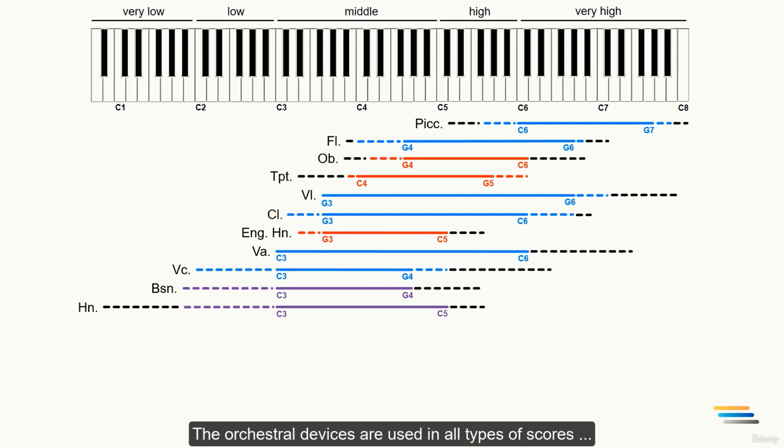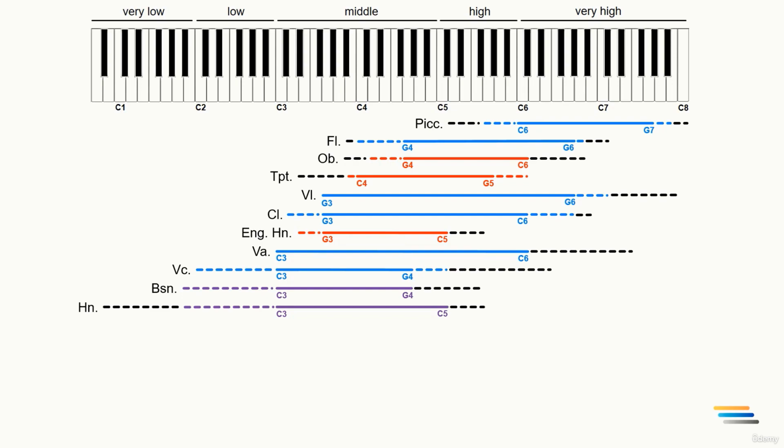The orchestral devices are used in all types of scores, such as monophonic, homophonic, polyphonic, chordal, heterophonic, and so on. By using this chart, you will get a lot of devices. Please follow me and do the same step by step.